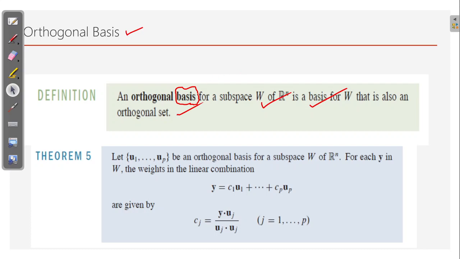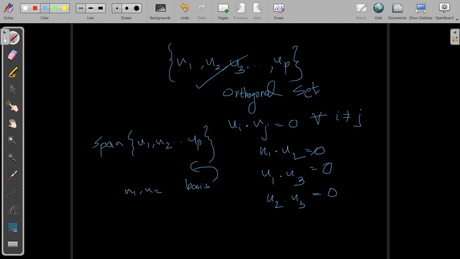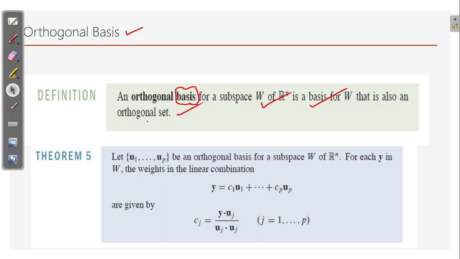That means suppose we have an orthogonal set S equal to u1, u2, u3, etc. up. This is an orthogonal set. If this forms a basis for a subspace W of Rn, then we will call this the orthogonal basis for the subspace W. Okay, that is the definition.